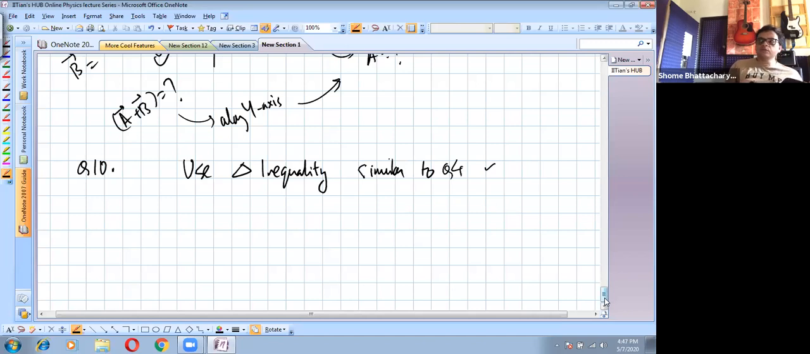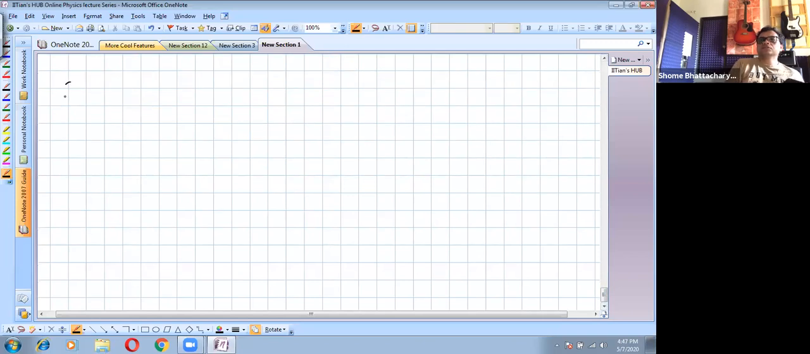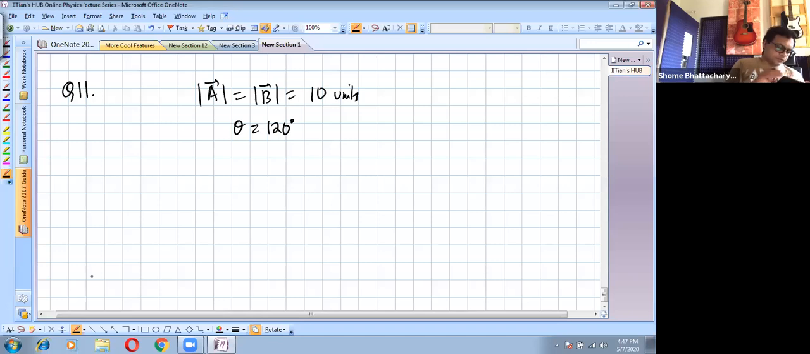Now let's come to the more than one option correct type of questions. So let's start with question 11. It says that the magnitude of A is equal to the magnitude of B equal to 10 units, and the angle between them is 120 degrees. Now we have to find out various things, which options are correct. So for example, we have to find out about A plus B and about A minus B.